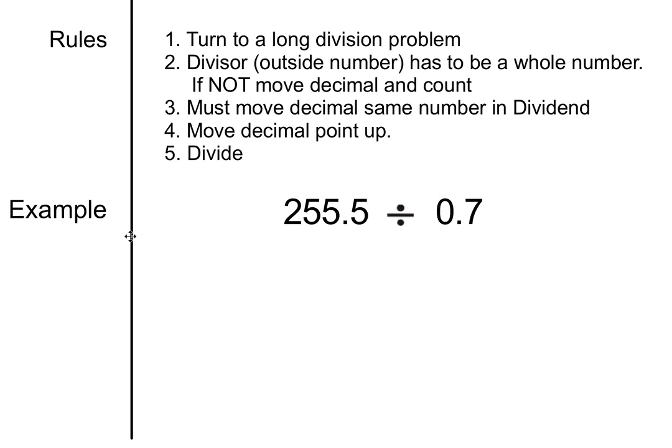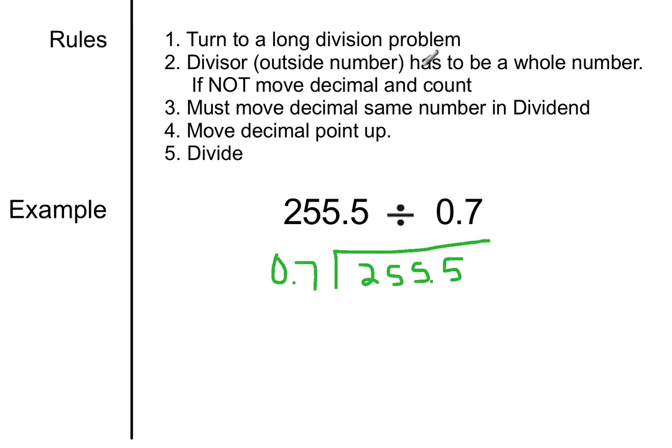So number one, turn into a long division problem. So we get to decide which is the divisor and which is the dividend. The outside number is your divisor because you're asking how many 7/10 are going into 255 and 5/10. So 0.7 is my divisor, and that is going to go into 255 and 5/10. My answer is my quotient. So divisor, dividend, and then my answer will be my quotient.